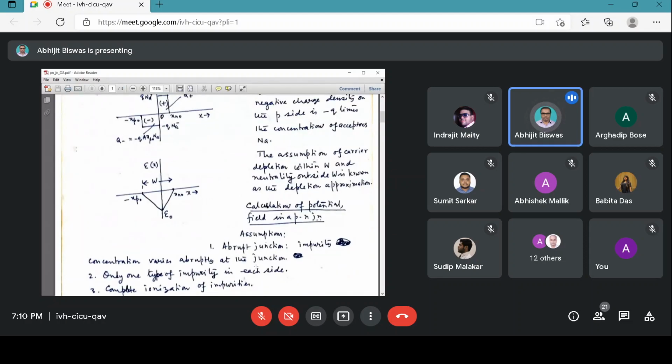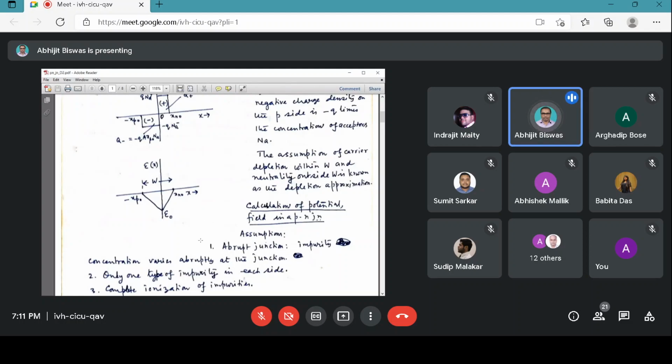Now you can see the electric field profile within the depletion region. Here you see at the metallurgical junction, the electric field attains its highest value, given by E0. As you go beyond this metallurgical junction, the electric field drops down linearly to zero until it reaches the edge of the depletion region.